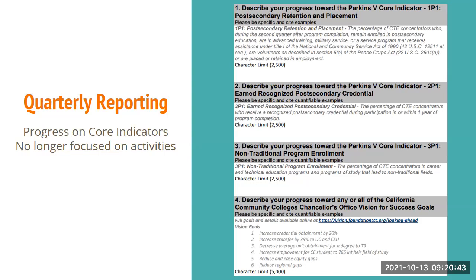In the past, it was really focused on the programs, the top codes that you're funding, and the activities that you've completed each quarter within those top codes. But for Perkins 5, the quarterly reporting in NOVA has shifted to focus on narrative responses about the progress we've made on those specific core indicators. This can be challenging because some of the data isn't available to us throughout the year.